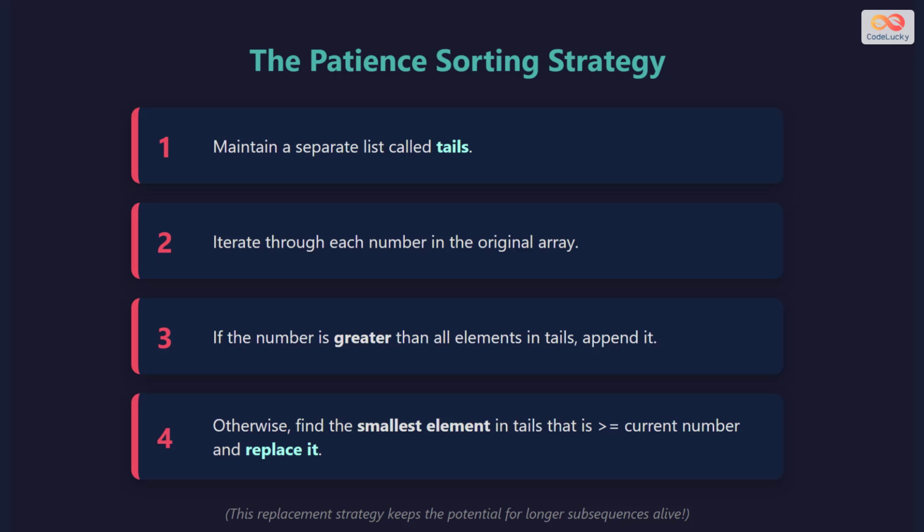This optimization is often called patience sorting. The strategy involves maintaining a list called tails. We iterate through our numbers one by one. If a number is larger than everything in our tails list, we append it. If it is not, we use it to replace the smallest element in the tails list that is greater than or equal to it. This keeps our potential end elements as small as possible.